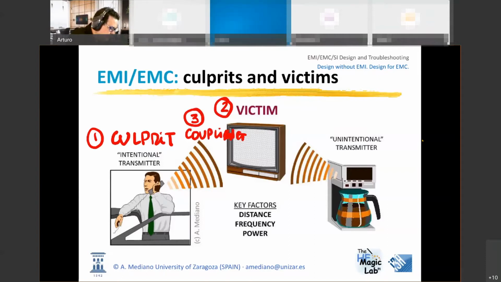Okay, this is very important because usually this energy goes from the culprit to the victim through the air, through some kind of dielectric material, or through some kind of conductor, some kind of wires, cables, or chassis, or something like that. That is why we talk about conducted emissions and radiated emissions. Okay, so remember the first idea.